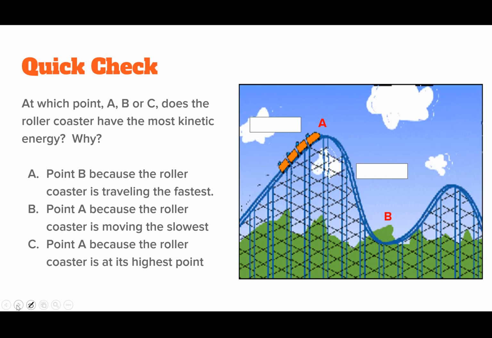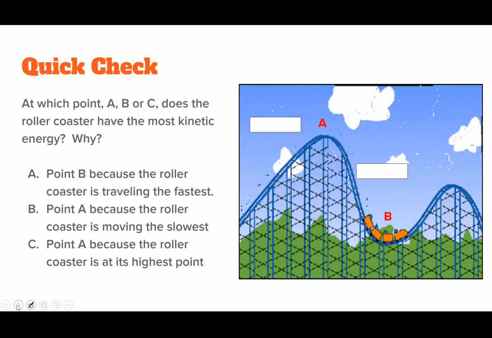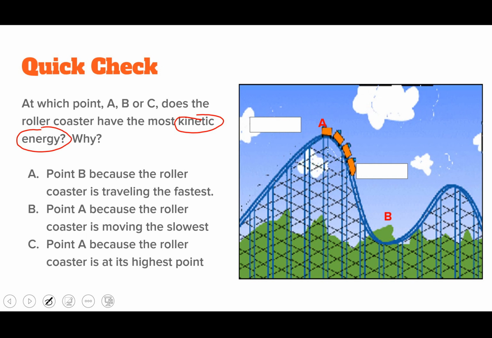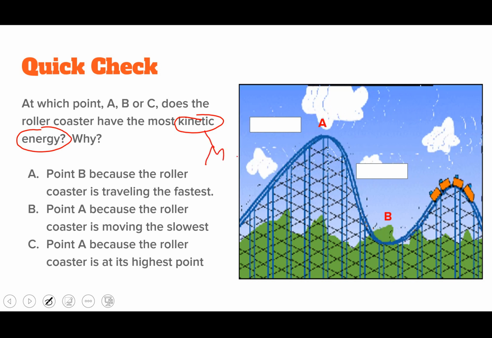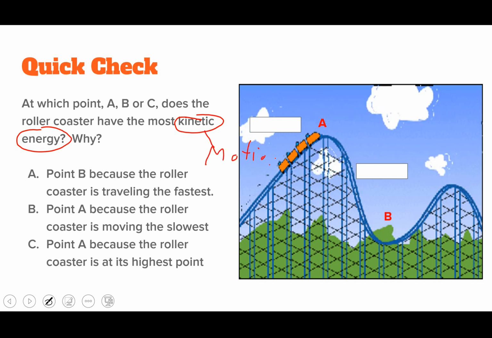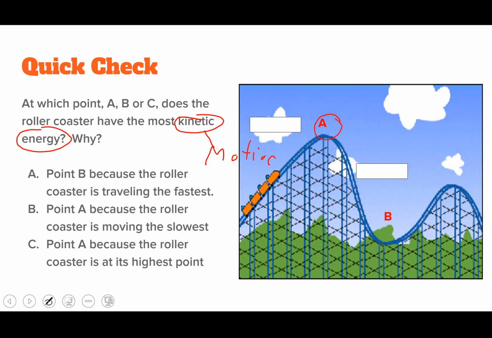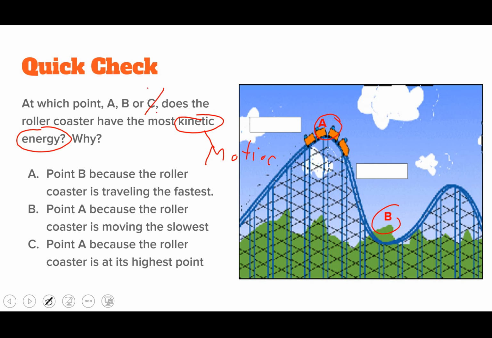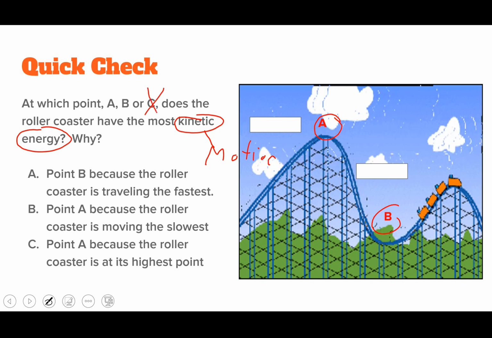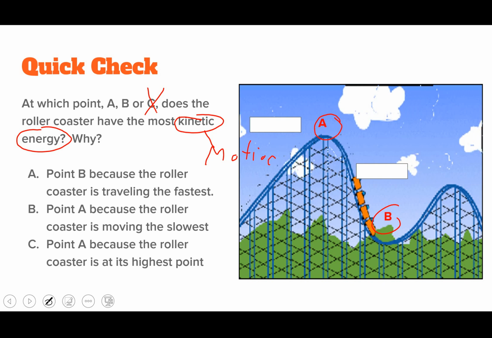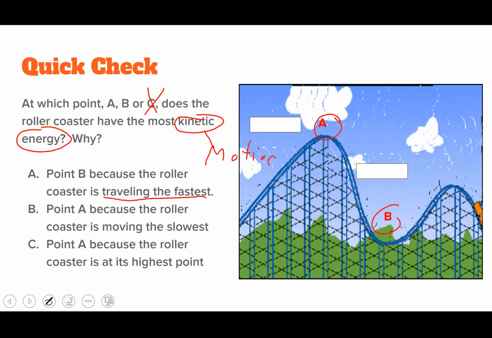All right. So at which point does the roller coaster have its most kinetic energy? So we know that that's the energy of motion. So we have to look at point A or B. I know that point C doesn't exist. I don't know why it was in there. So let's look. Point B, because the roller coaster is traveling the fastest.